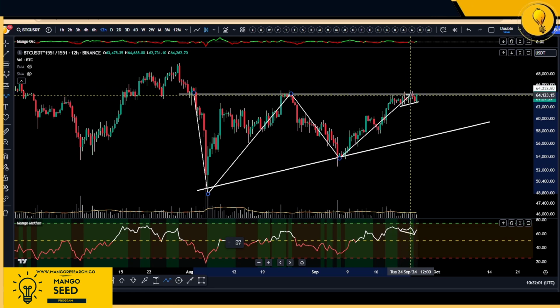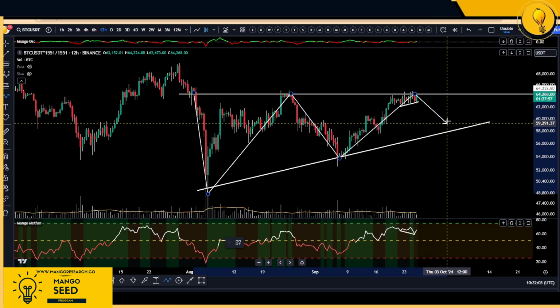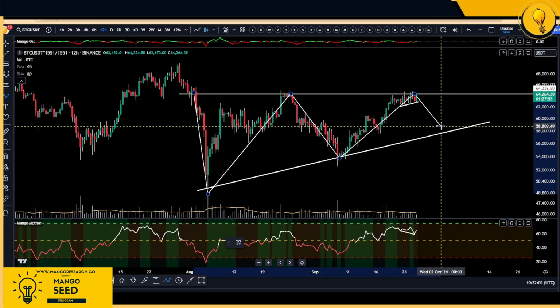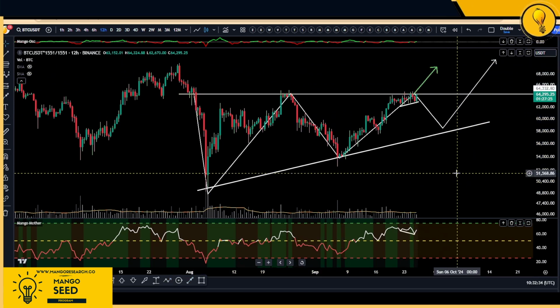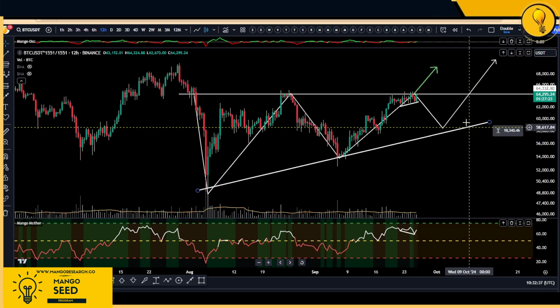We either reject off this region right over here and come down to put in a higher low somewhere near this trend line, and then we break out, or we break out from this juncture right over here. One of these two scenarios are the bullish scenarios.